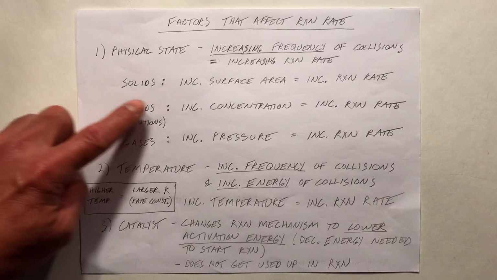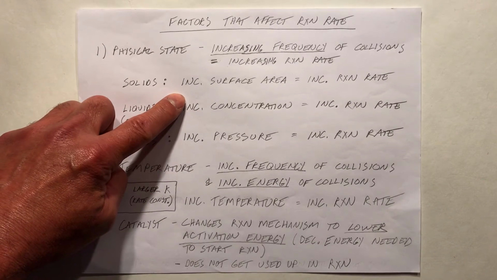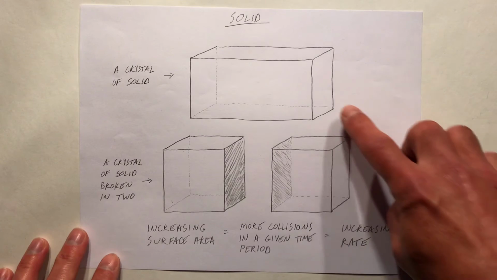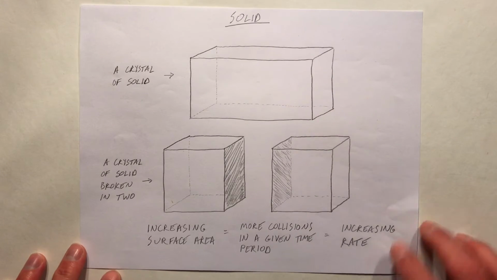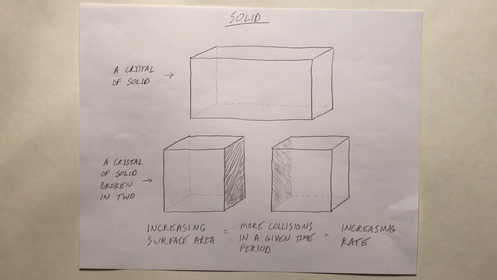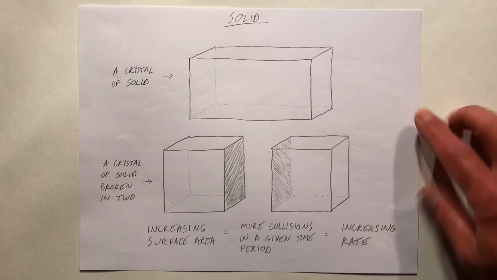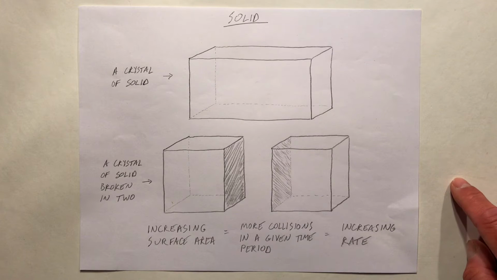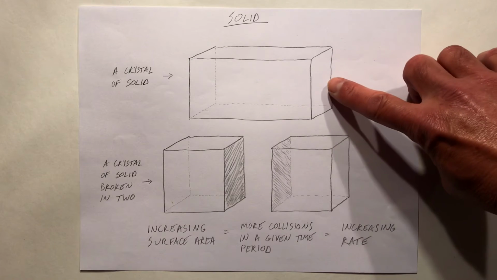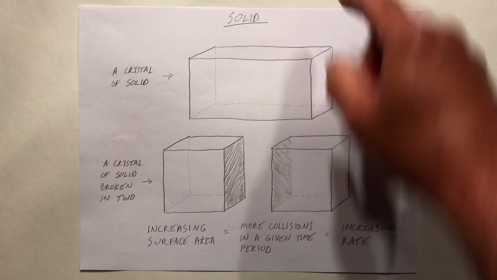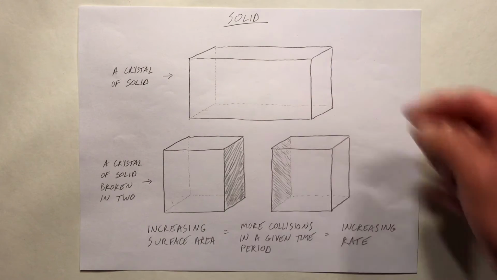For solids, increasing the surface area would increase the rate of reaction. Let's consider this diagram. Let's say that we have a solid crystal in this shape, and really any shape will do, but it's a little bit easier if we just take a look at this simple shape here. We could say that if a particle is going to collide with this particle and potentially react, it could collide with it on the right, on the left, on the bottom, on the top, in the front, or in the back.